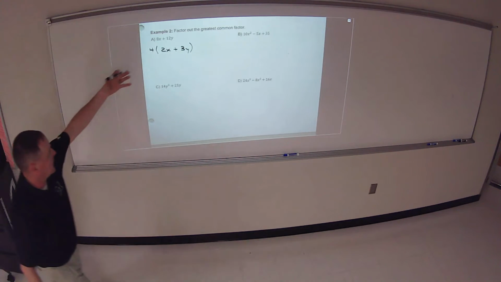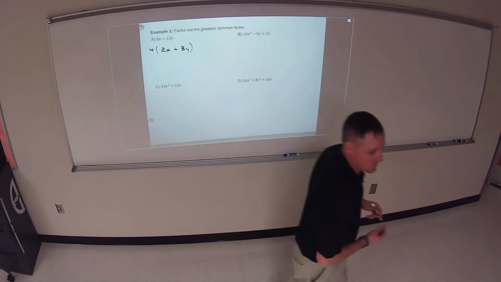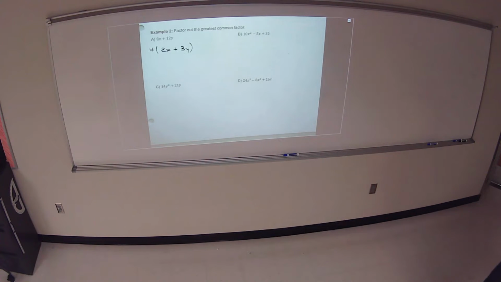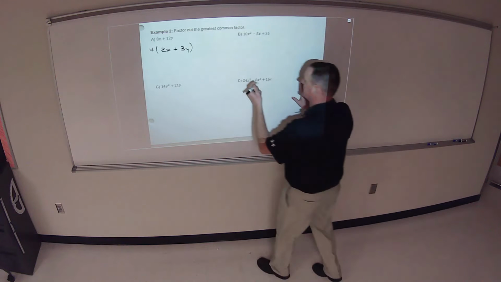Okay? Alright, now letter B, we've got a trinomial. So now you've got to take a look at all three terms and what they have in common. So again, we're going to start just with the numbers. 10, 5, and 35. I know that's a negative 5 because it's a minus. I really don't care about that at this point. 10, 5, and 35. The largest number that goes into all of those is 5. So part of my greatest common factor is going to be a 5.